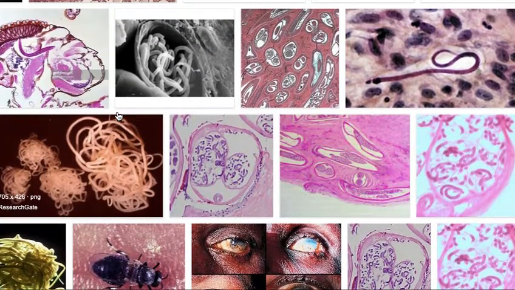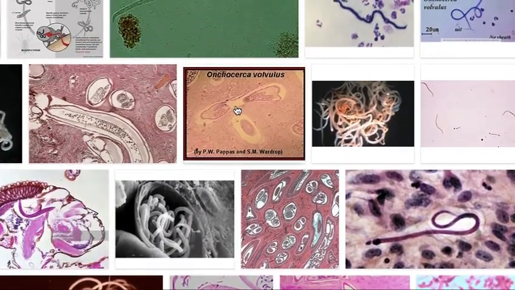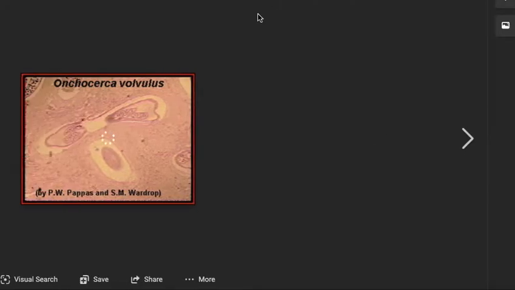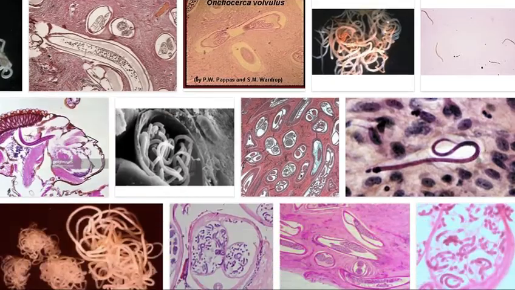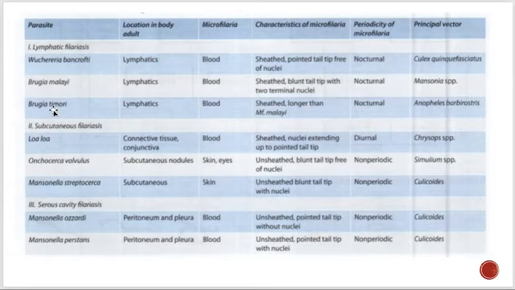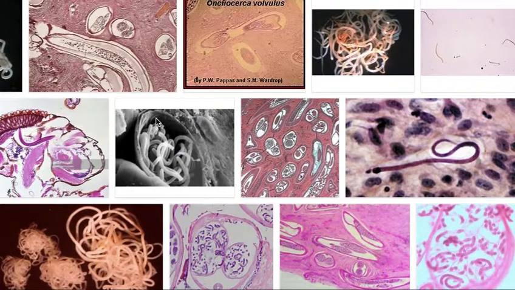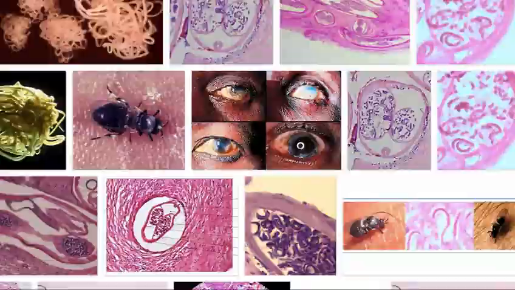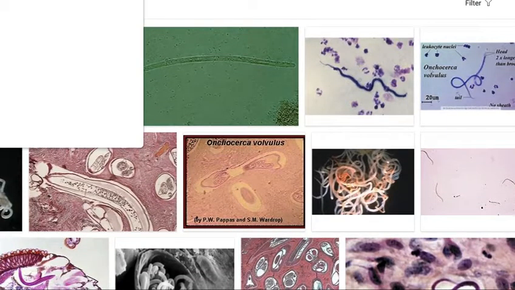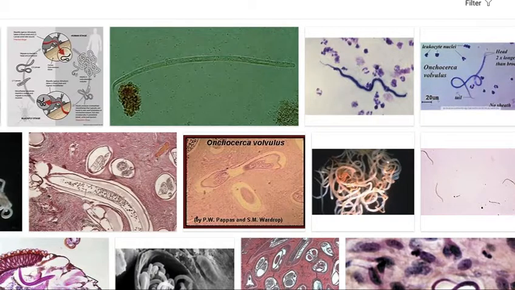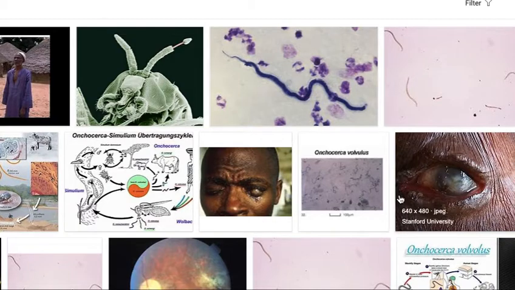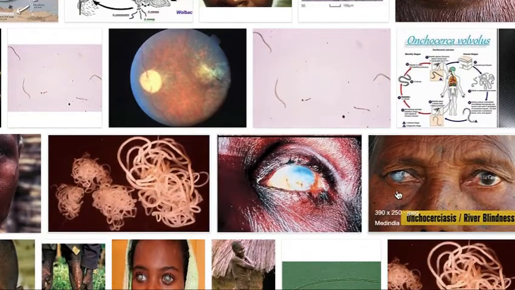For example, I will show you one more, which is Onchocerca volvulus, which is also one of the types I showed you over here. It also causes a subcutaneous infection. This one also causes a condition called blinding filariasis.